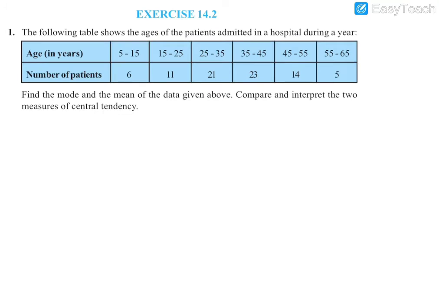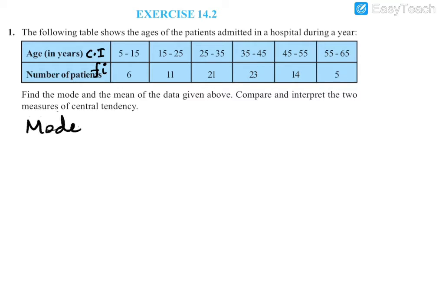So let's apply this formula to answer some questions of exercise 14.2. Question number 1. The following table shows the age of patients admitted in a hospital during a year. The first row gives class intervals of these patients in years, and the second row gives the number of patients, so that is the frequency. Find the mode and mean of the given data and compare and interpret the two measures of central tendency.